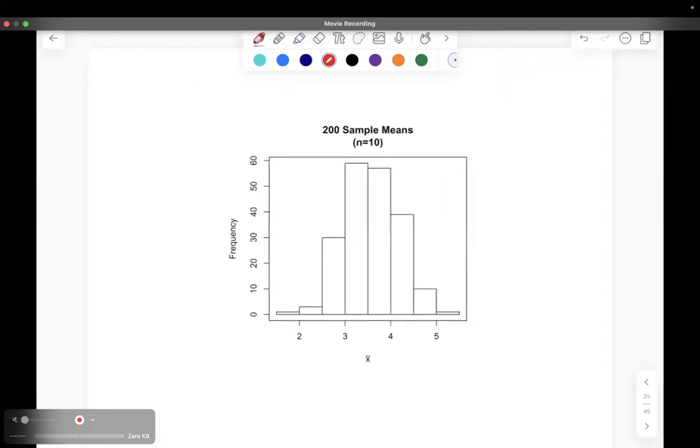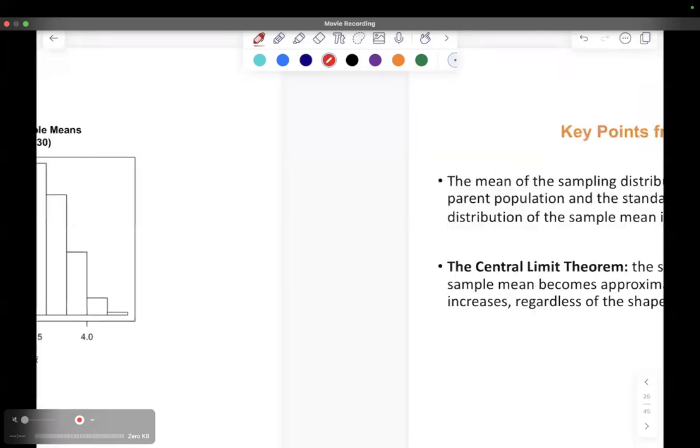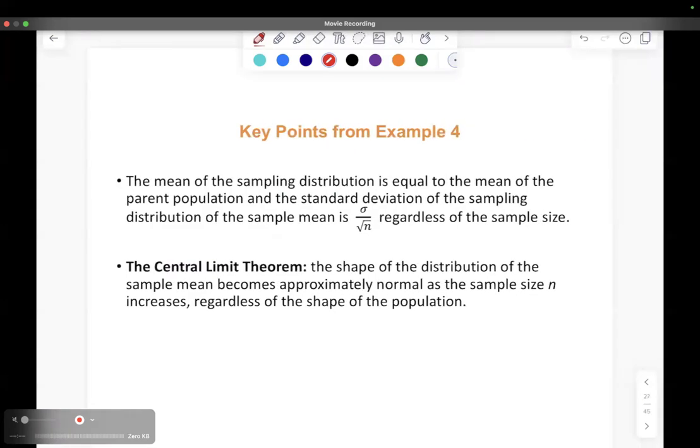Here's a sample size of 10. This is looking better. Look what happens when I get to a sample size of 30. This is a beautiful, perfect bell shape. This is completely symmetric. So as our sample size gets larger, our sampling distribution becomes more normal. I'm going to put that right here. This is called the central limit theorem.